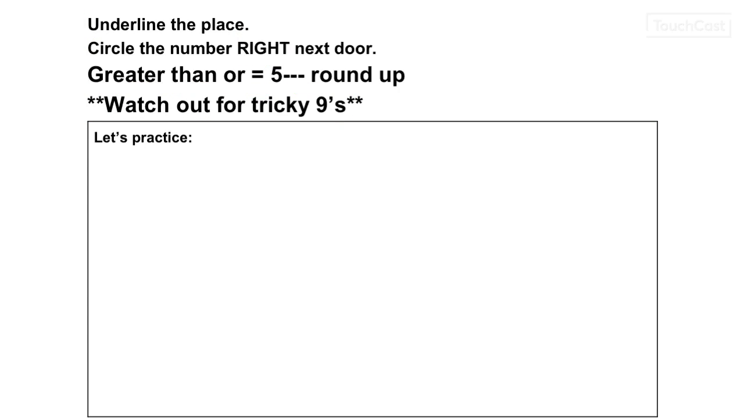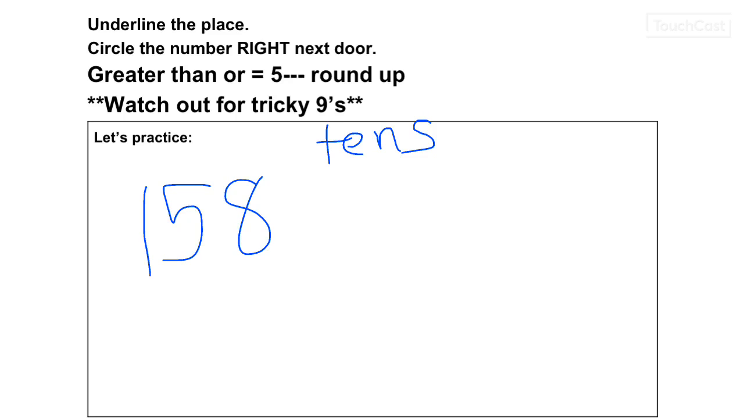All right, let's practice. Today we're going to be rounding numbers to tens and hundreds. So let's try this number, 158, and let's round that number to the tens place. This time I've added an extra place value, so let's find the tens place today. This number has 100, 5 tens, and 8 ones. So I'm going to underline the tens place, check. Circle right next door, which would be the ones. That's going to tell me what to do.